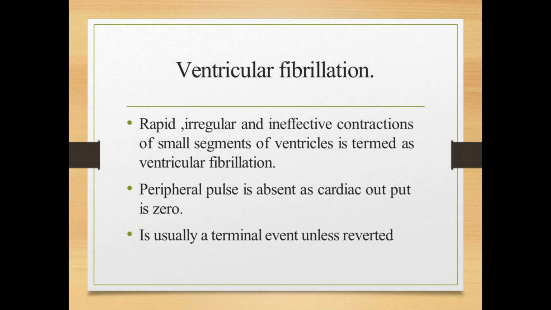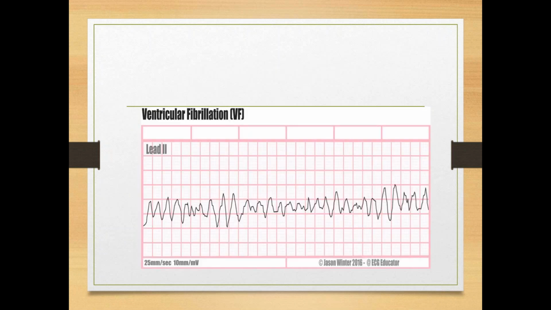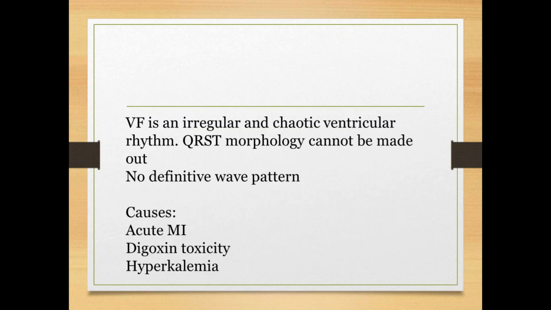Peripheral pulse is absent as cardiac output is 0, and it is usually a terminal event unless reverted. This is how a ventricular fibrillation ECG looks. Ventricular fibrillation is an irregular and chaotic ventricular rhythm. QRST morphology cannot be made out. There is no definitive wave pattern. Causes are acute myocardial infarction, digoxin toxicity, hyperkalemia.